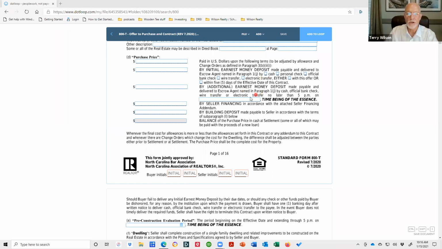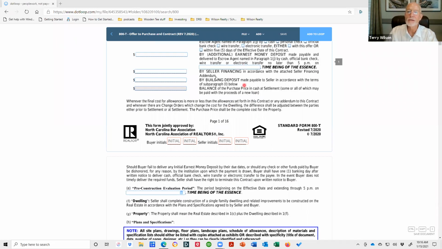So again, additional earnest money, time is of the essence. Is the seller financing this? Probably not, but they could be. Is there a building deposit? We're going to talk more about the deposit. There probably will be, because the buyer is going to give the builder deposit monies as they build, and the builder's going to be on what's called a draw. So as they break ground, they'll get $5,000 to break ground. Then they'll get another $5,000 for framing, and then another $5,000 for whatever. So we're going to put them on a draw.